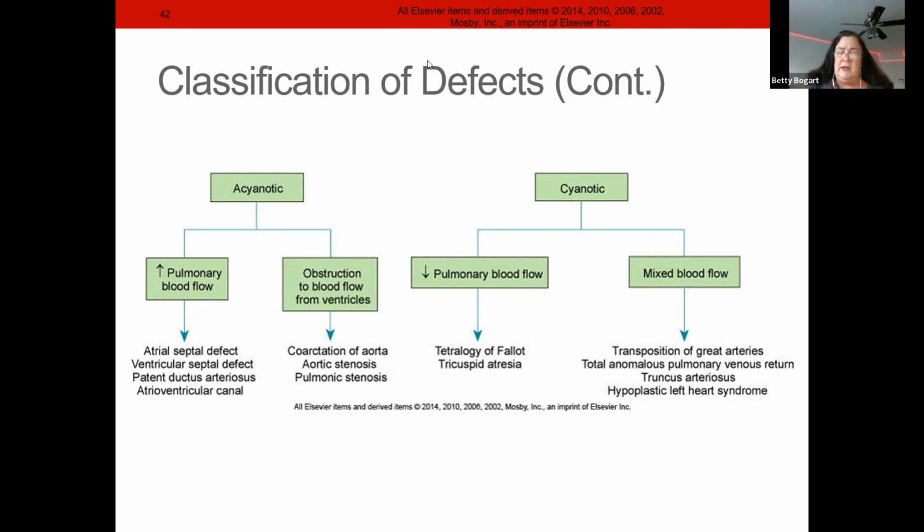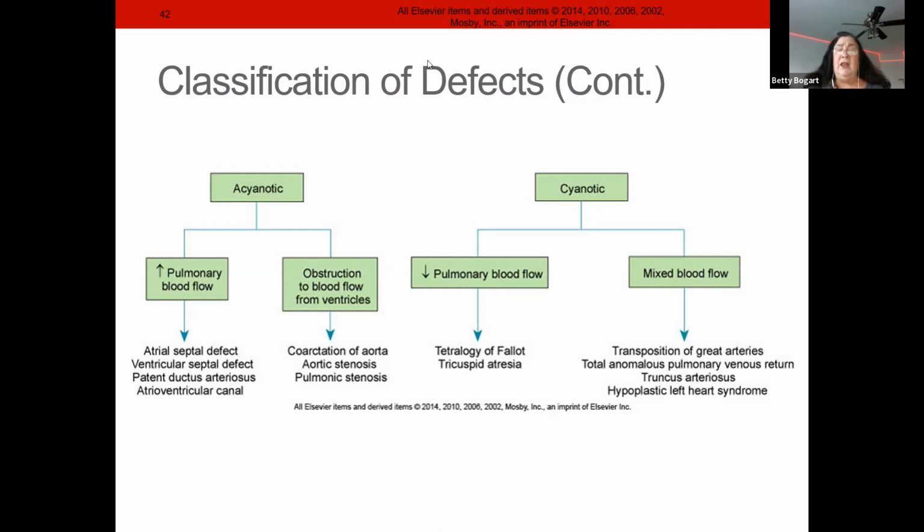Now, the one diagnosis that you are going to see on exams, you're going to see on HESIs and on your NCLEX, they love to ask about this diagnosis, is tetralogy of Fallot. Ever hear of a tet spell or baby turns blue?